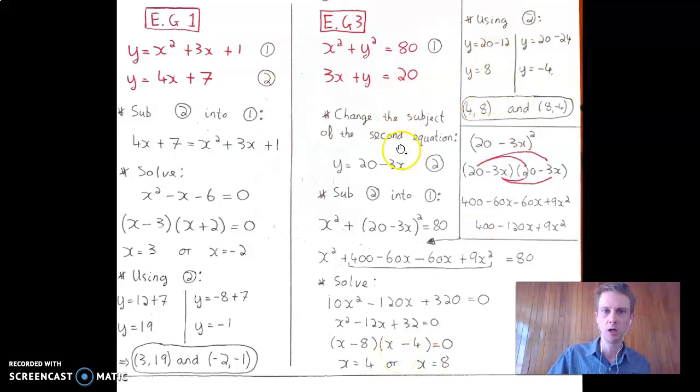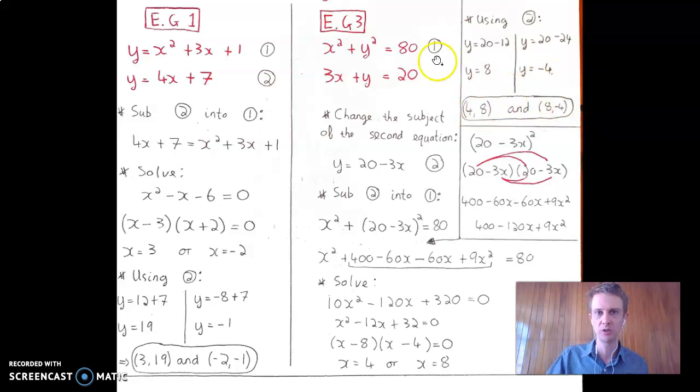Yeah, y is 20 minus 3x. If x is 4, 3x is 12. So we've got 20 minus 12. 20 minus 12 is 8. If x is 8, 3x is 24. So what we're going to have there is 20 minus 24. 20 minus 24 is minus 4. Okay, quite a lot going on here with your positives and negatives. Okay, those would be your two coordinates.